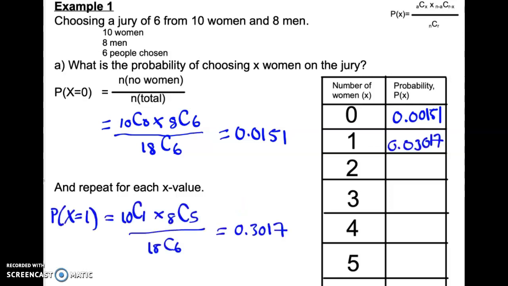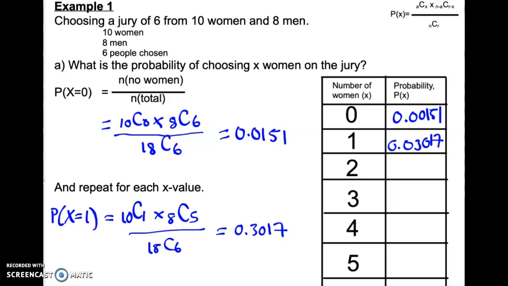Pause the video for a second, and I will write out the first one for you. Here's the probability of getting exactly 1 woman, in other words, X equaling 1. We're going to do 10 choose 1, so 10 women choose the 1 woman, times 8 choose 5, so the 8 men choose the other 5 jurors, all over 18 choose 6.